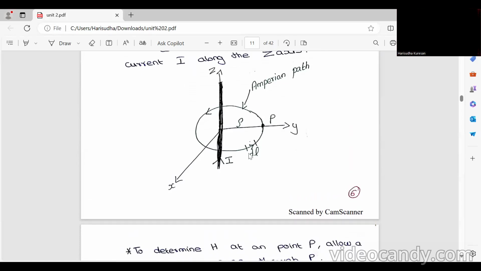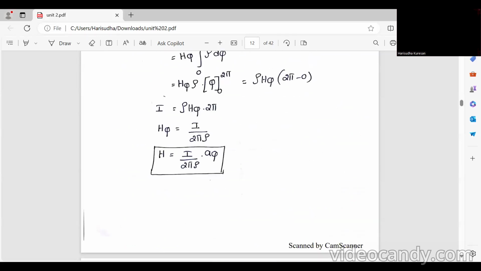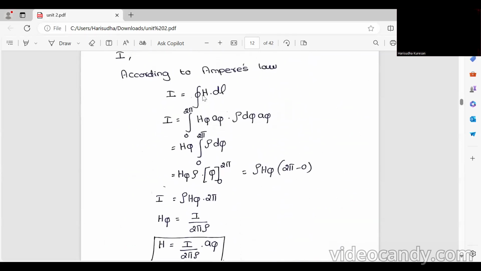So the differential length will vary with respect to rho, that is the radius between the straight filament and the point P, and with respect to phi. Therefore, in this equation, in the place of H, I have replaced with H phi and the unit vector a phi, and in the place of differential length, because the differential length will vary with respect to rho and phi, I have written rho d phi into the unit vector a phi.